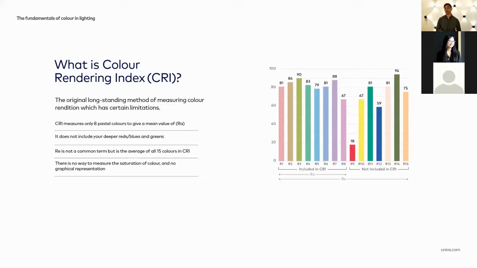But 99% of lighting brands out there advertise the RA value, and rightly so. Because if they were the only ones to advertise R1 to R15, they would look a lot inferior compared to their competitors. So they do what the rest of the market does. There is also not a common way to measure saturation or chroma, so the intensity or the vividness of color. And that's another flaw.